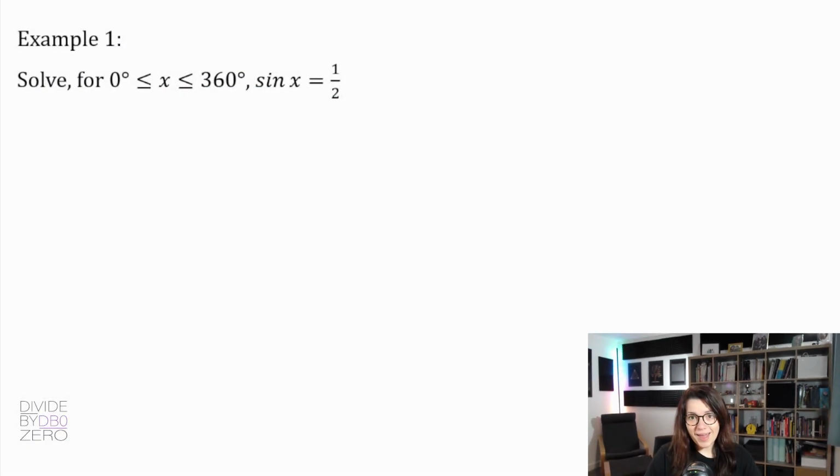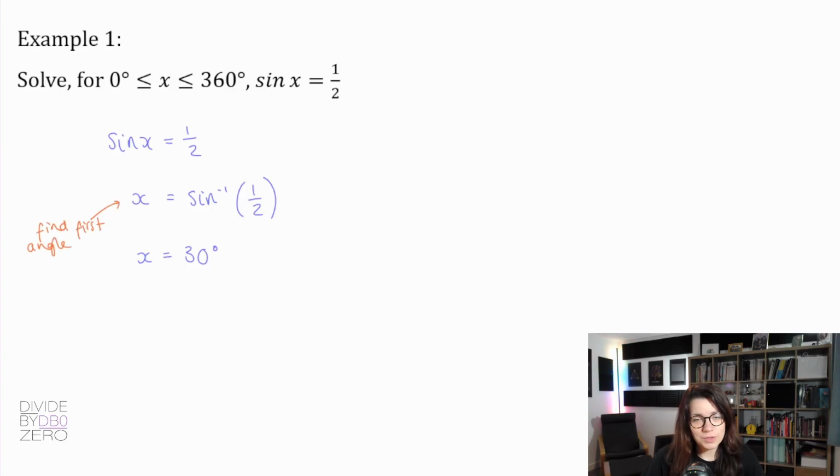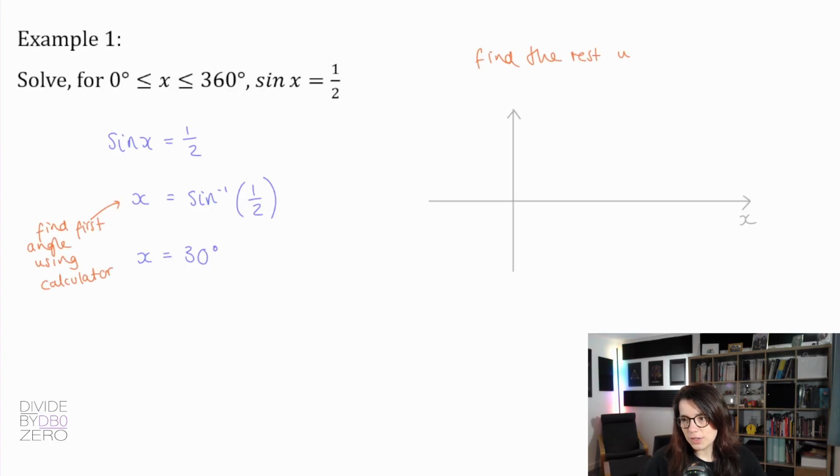Example 1, solve for x between 0 and 360, sine x equals a half. So I'd usually write out the equation again, and then to find the first angle, we just need to use the calculator. Inverse sine of a half, or shift sine, that gives us 30 for our first angle. So just as a recap, you find the first angle using your calculator. Then to find the rest, we're going to use a sketch.